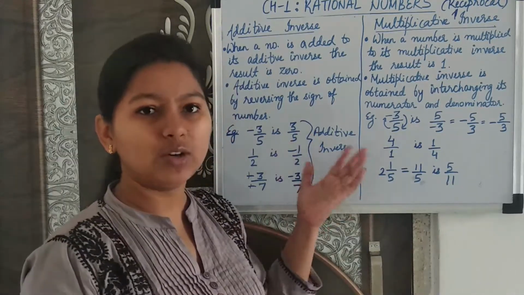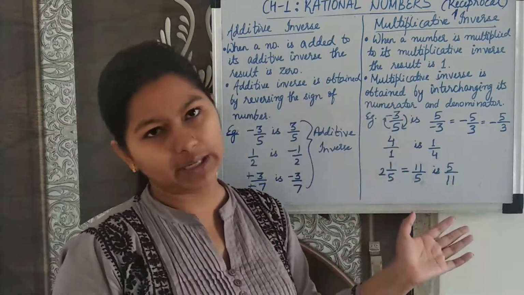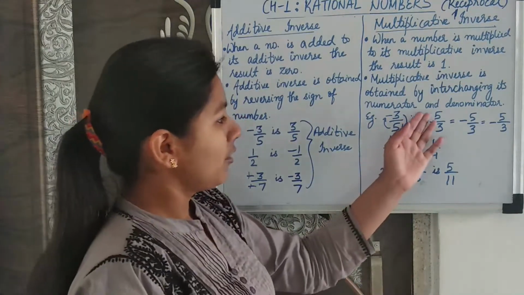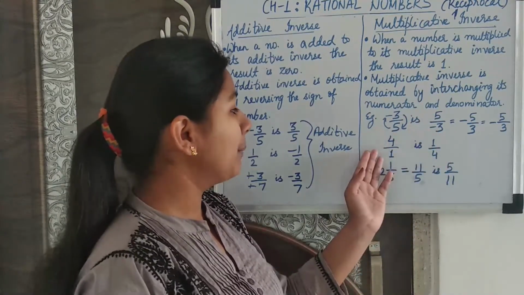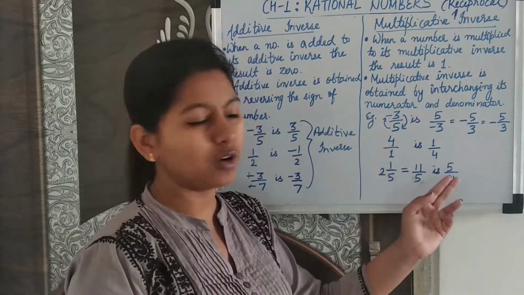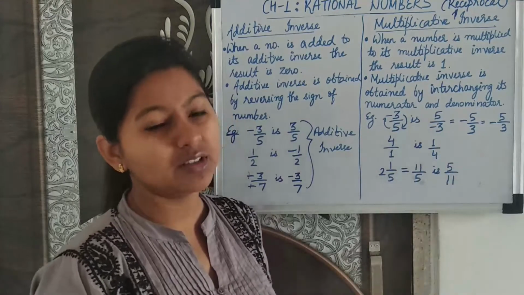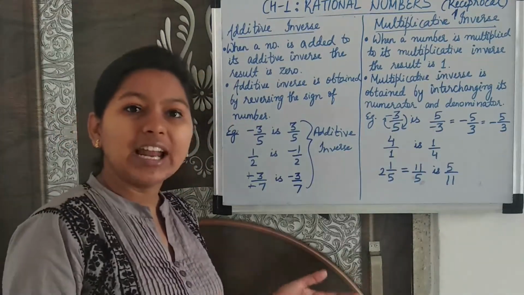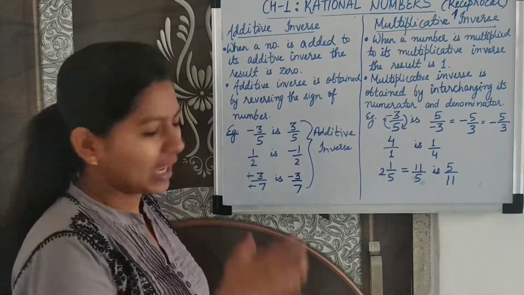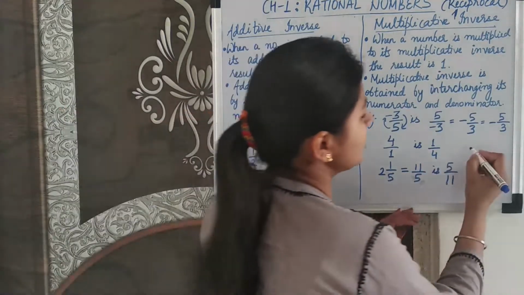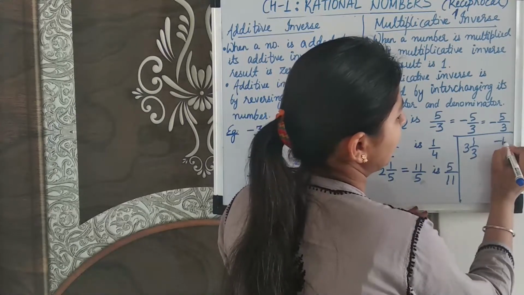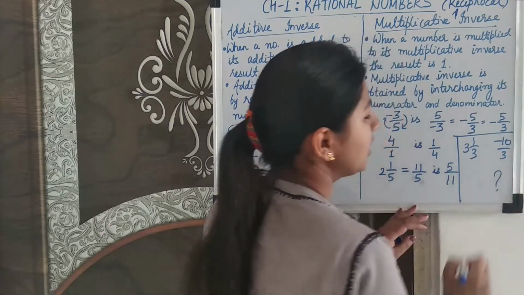So we can have many questions related to additive inverse or multiplicative inverse. For example, a question can be: multiply 5 by minus 3 with the multiplicative inverse of 4. So what you will do is, first find the multiplicative inverse of 4, then multiply these two numbers. Or the question can be: is 3 and 1 by 3 the multiplicative inverse of minus 10 by 3? I will write this question. The question is: is 3 and 1 by 3 the multiplicative inverse of minus 10 by 3?